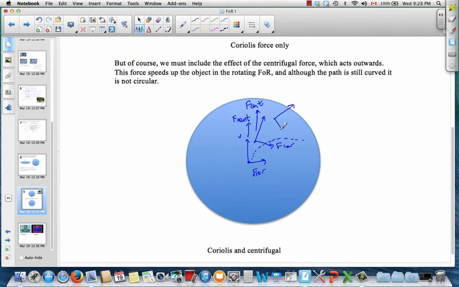There'll be a Coriolis force perpendicular to the direction of velocity, and there'll be a centrifugal force acting outwards directly along a radial line. The result of those two gives you the acceleration, and that gives you the change in velocity. It's a little bit complicated.